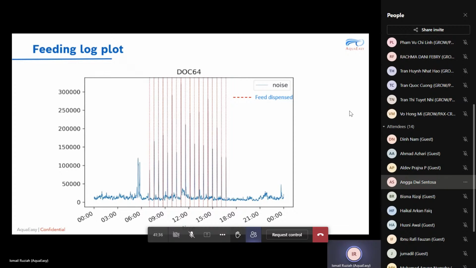This is an example of a not good feeding response. In the early morning it looks normal and you see feed response, but before around 9 o'clock, the noise becomes very high. The shrimp are very active. This could possibly be because of molting or other reasons. This is an example of a bad response of shrimp. There's something going on in the pond.